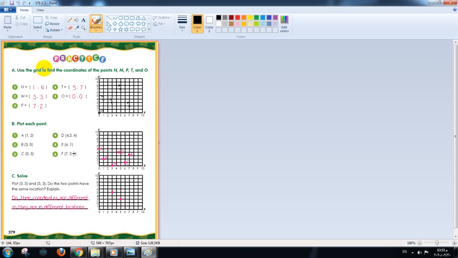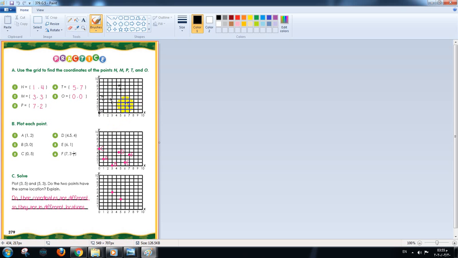The first point is N, you can find it here. N is close to 1 on the x-axis and 4 on the y-axis, so the coordinates of the point N will be 1 and 4. The coordinates of the point M, you can find M here. It's close to 3 on the x-axis and 3 on the y-axis, so the coordinates of M will be 3 and 3.